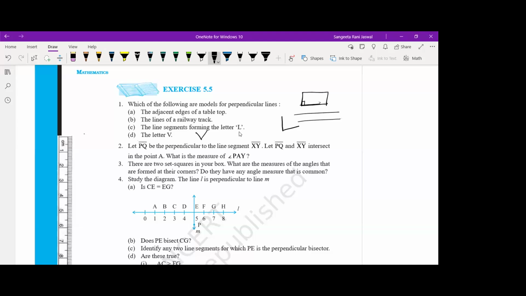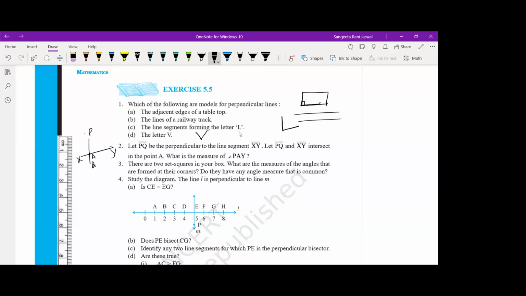Okay, so let's see question number 2. Let line segment PQ be perpendicular to the line segment XY. So this PQ is perpendicular to XY. Let's take PQ and XY here. They are perpendicular. Let PQ and XY intersect at a point A. So this point of intersection is A.